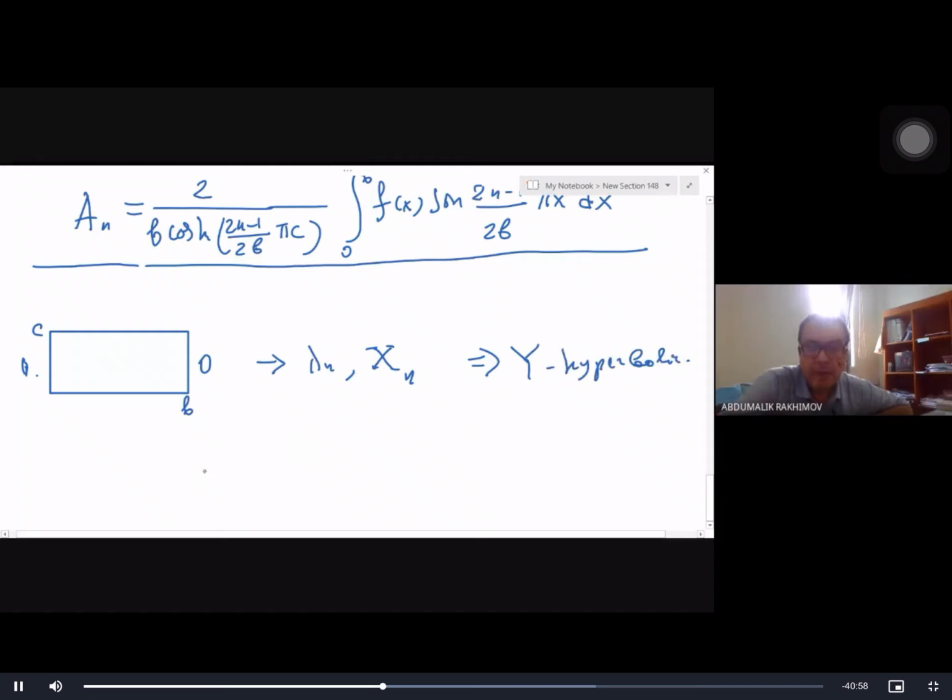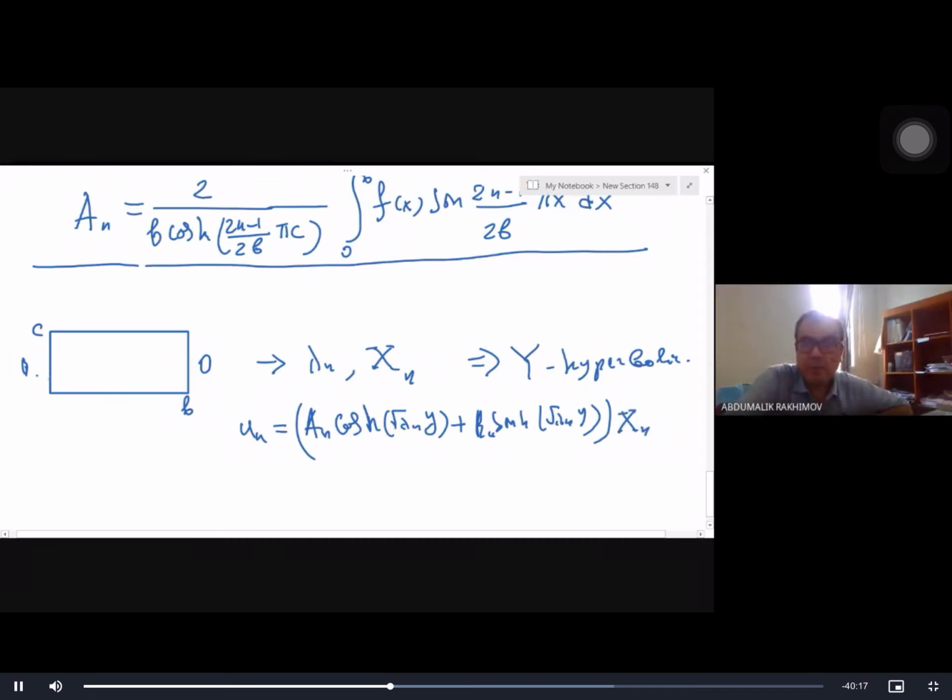If you write the solution, or if you write un first, your un will be like this: an cosine hyperbolic root of lambda n times y plus bn sine hyperbolic root of lambda n y, times the eigenfunction xn, whatever xn. This is some more general one.